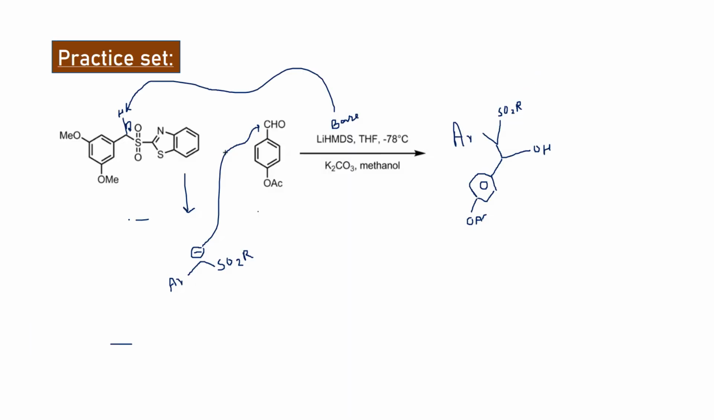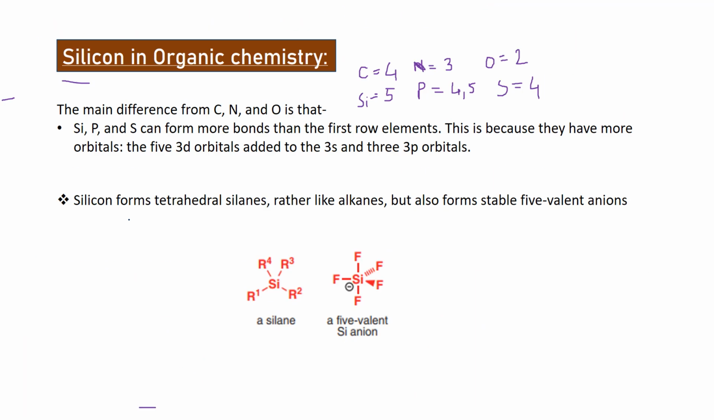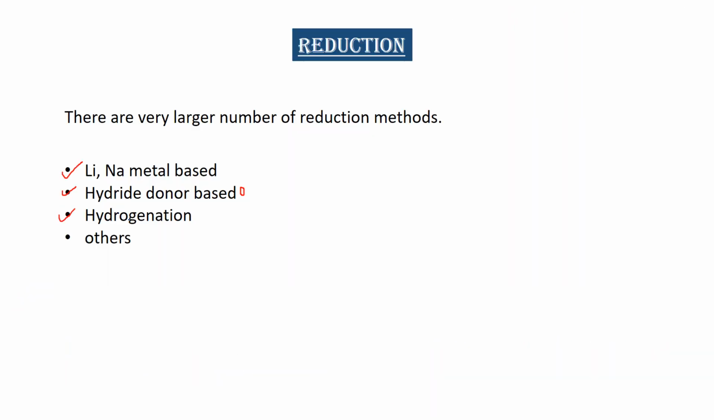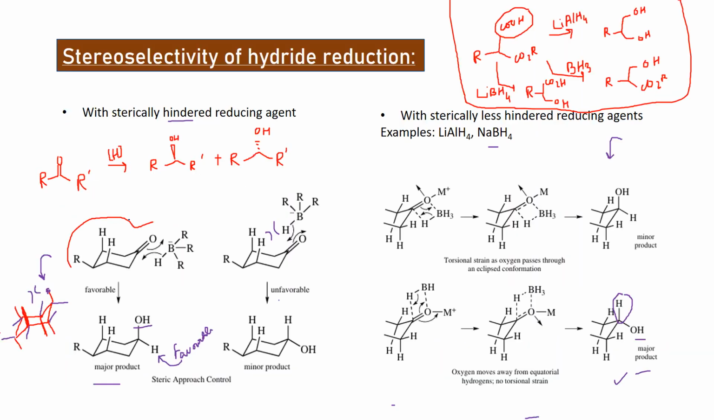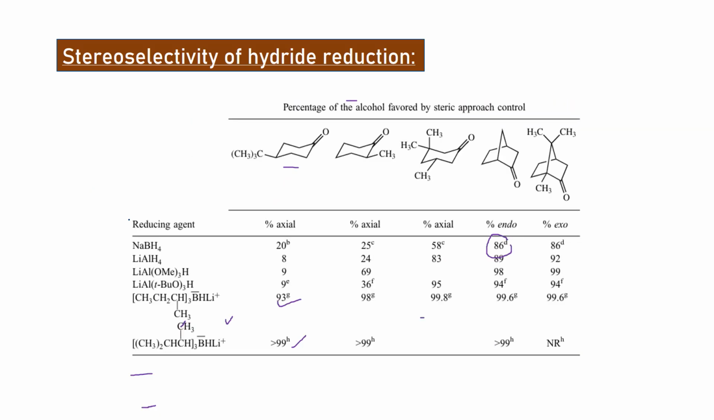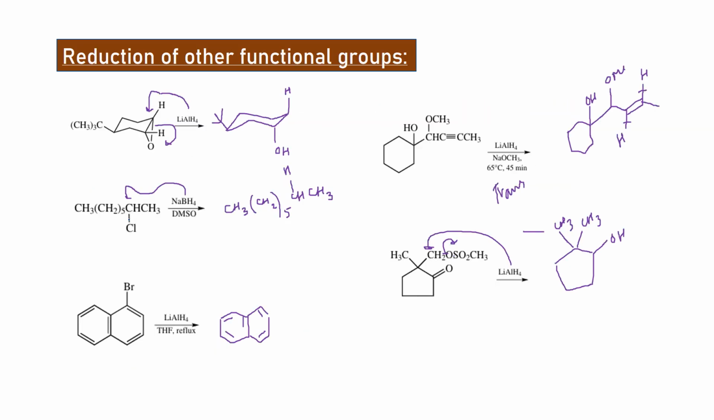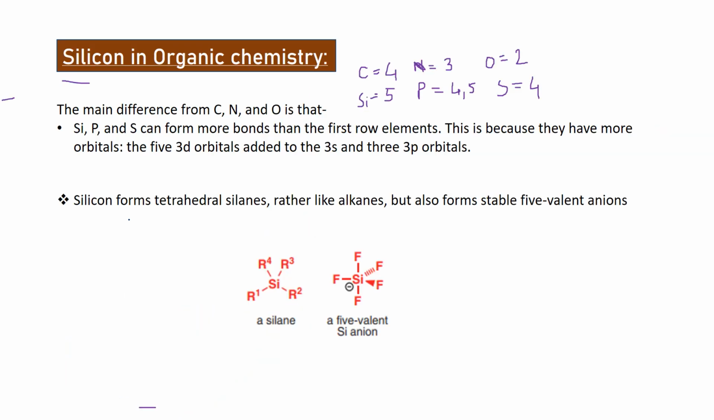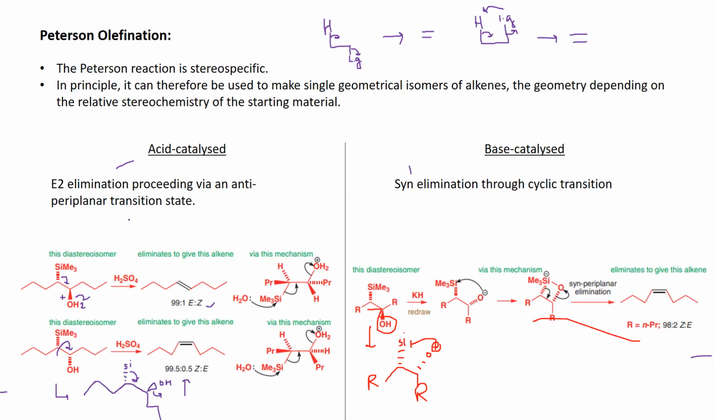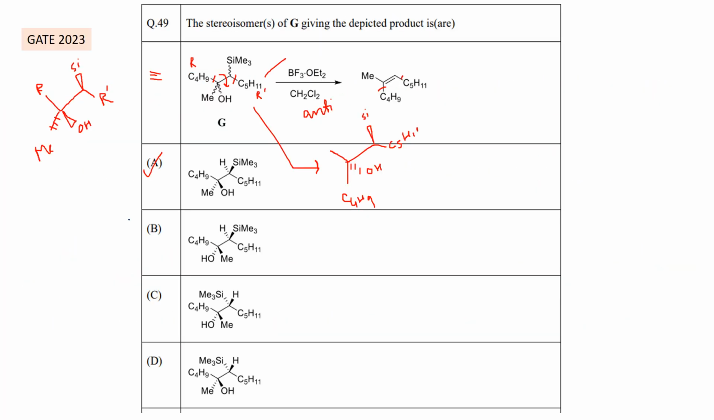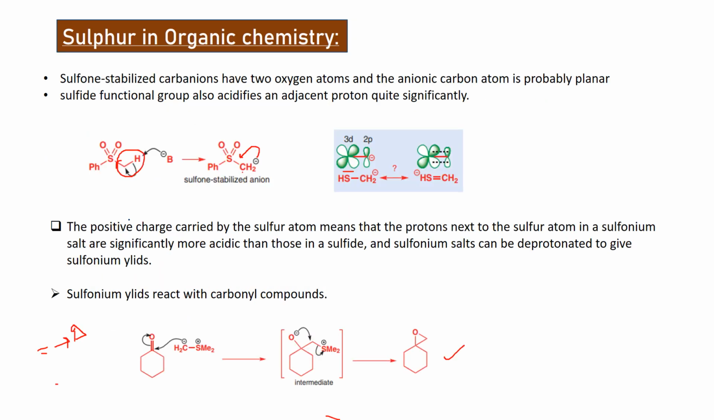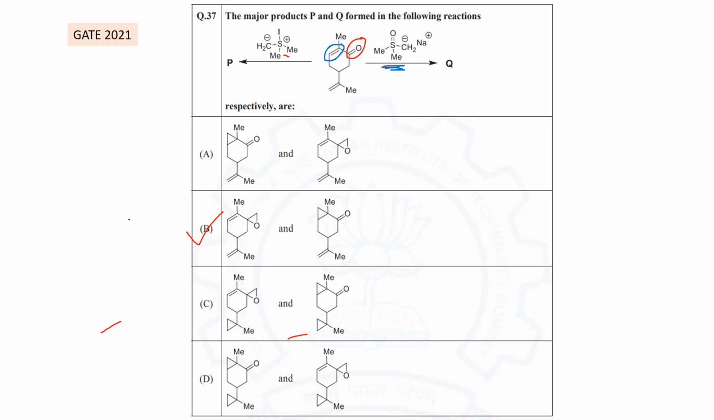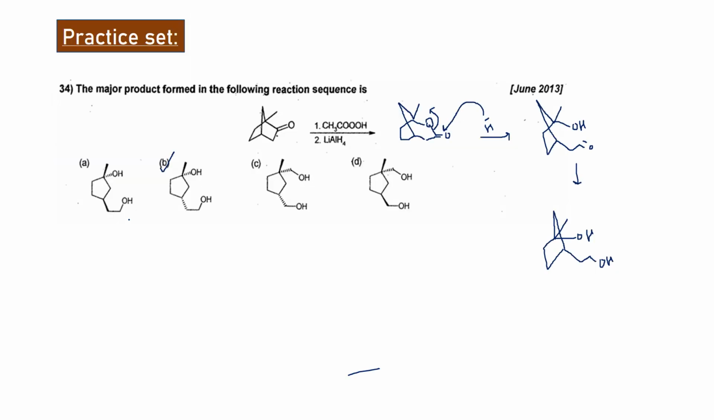So this much for today's class. We'll discuss the other topics in the next class. I just gave an overview. Today I discussed stereoselectivity of hydride reduction, followed by some examples. Then we discussed hydrogen atom donors and some examples of that. Then we discussed silicon chemistry, Peterson olefination and examples based on that. Then sulfur chemistry followed by its application. Then we solved some questions.